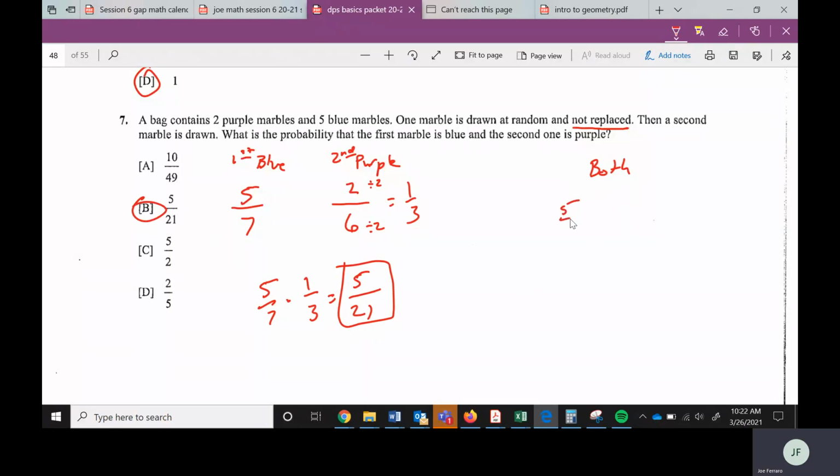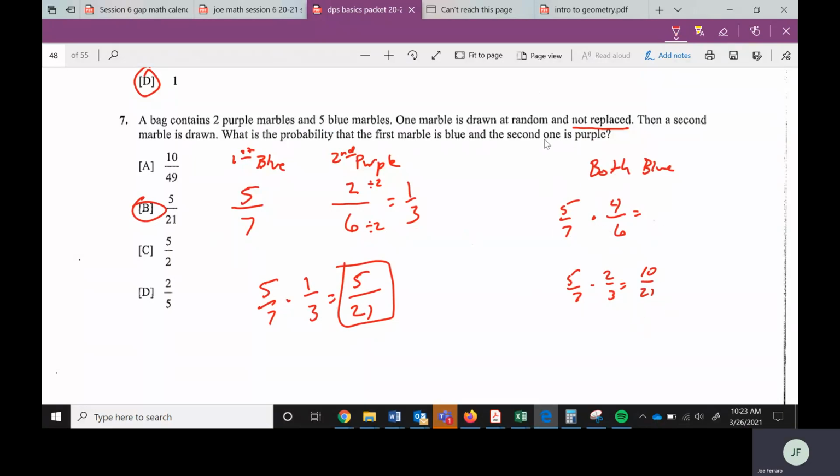Okay. Now this isn't a question, but let's say, just for example, if we wanted both blue, it would start out the same, 5/7. Now if we did not replace it, there's 6 left. Now we're assuming we got a blue on that one. So now if we got a blue on the first one, that means there's only 4 blue left in there. So then this reduced is just 2/3. And then the probability would be 10/21.